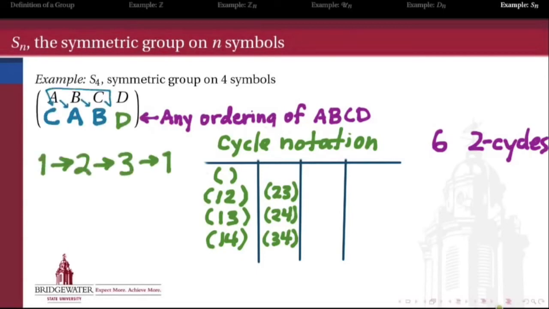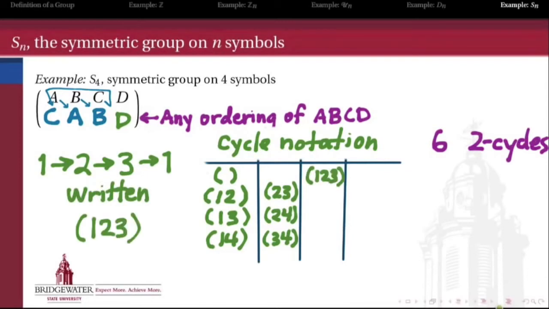Well, what if I extend the length of my cycle a little bit? Let's say I take the first symbol and I put it where the second was. Then I take the second and I put it where the third was. Then I take the third and I put it where the first was. Then I get a permutation, which in cycle notation I'm going to write as (1 2 3). I'm going to call that a 3 cycle.